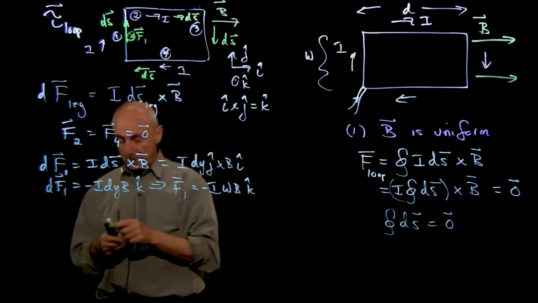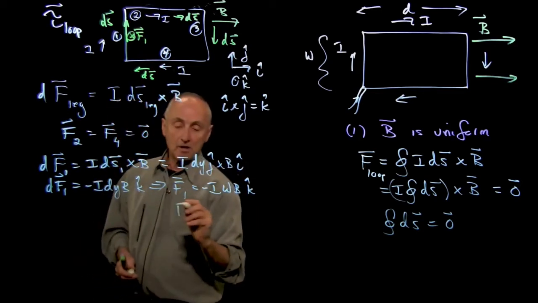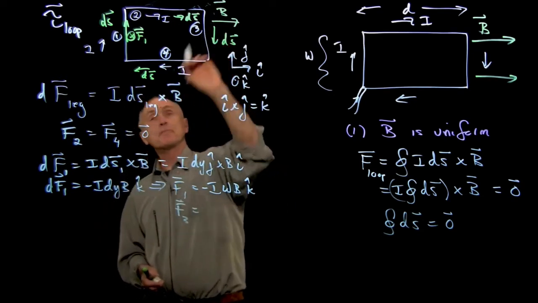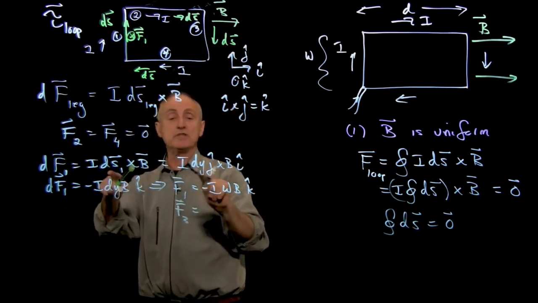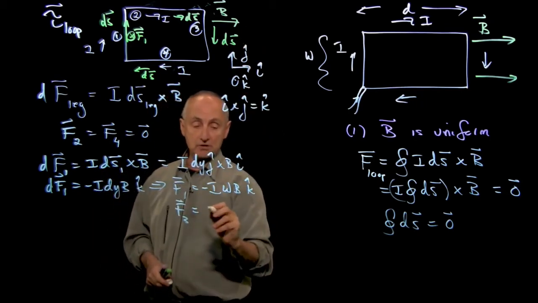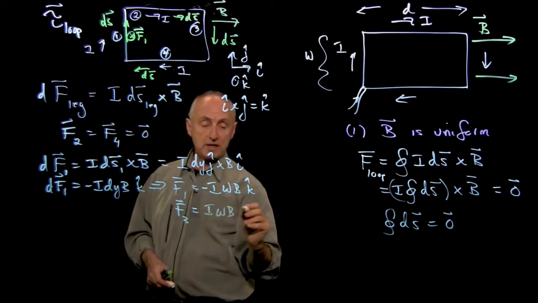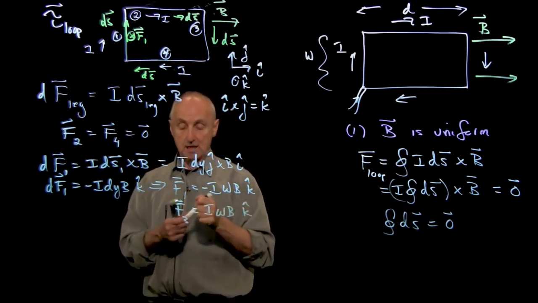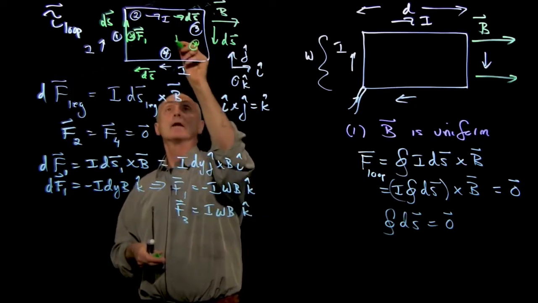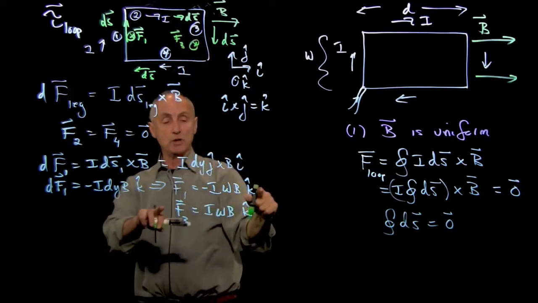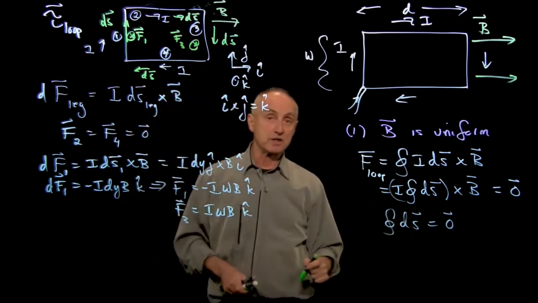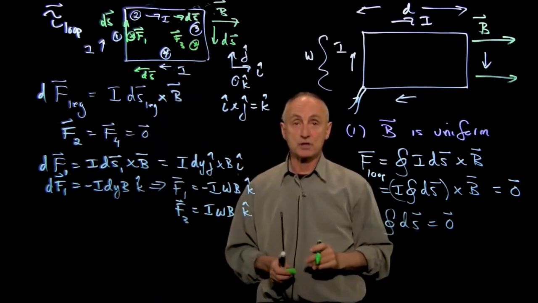Now, without repeating this whole calculation, for the force on leg 3, the only thing that changed was the direction of ds. And on leg 3, ds is pointing down, so we'll get a change in sign. So we get I w B k hat. And that's a force on leg 3 coming out of the plane of the figure. When you add these two things together, you get 0, corresponding to the idea that there's no force on this loop.